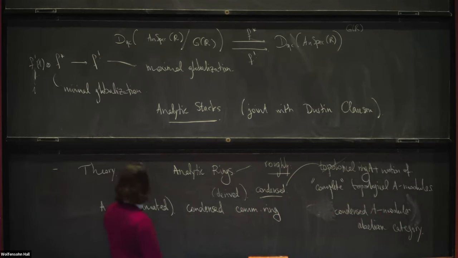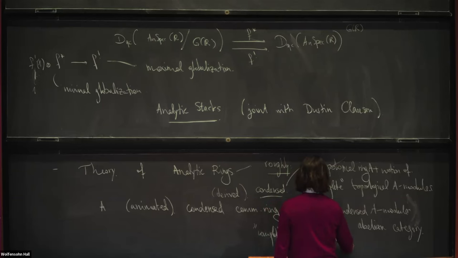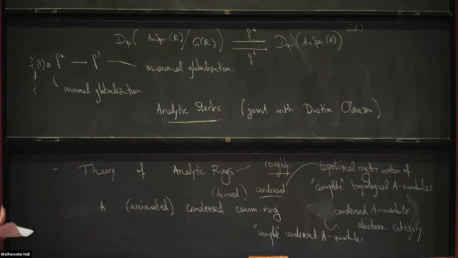And then to define an analytic ring is to specify a certain subcategory of the condensed A-modules called the complete condensed A-modules. That depends on your analytic ring, which should be stable under basically all the operations you might think of. So stable under kernels, cokernels, limits, colimits, internal Homs, internal Ext. OK. And I will discuss examples of this structure in a bit.